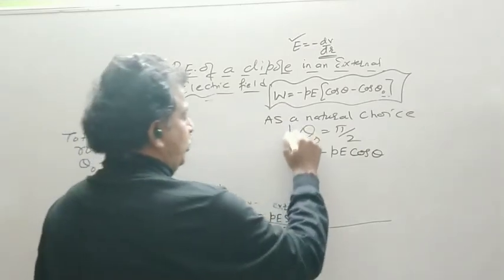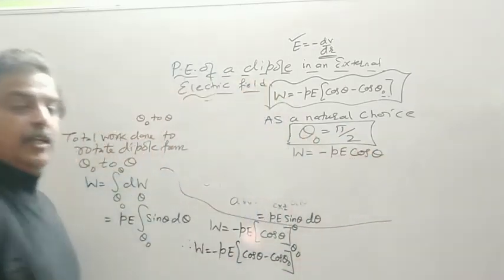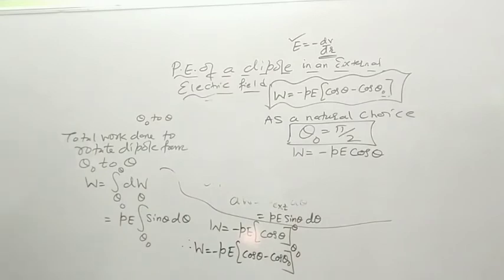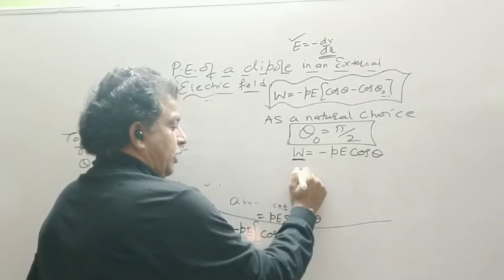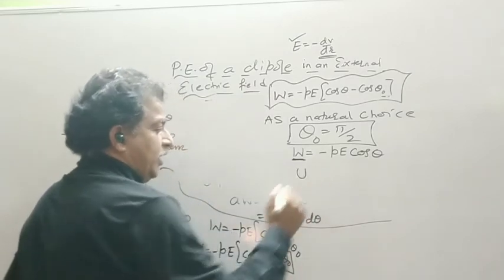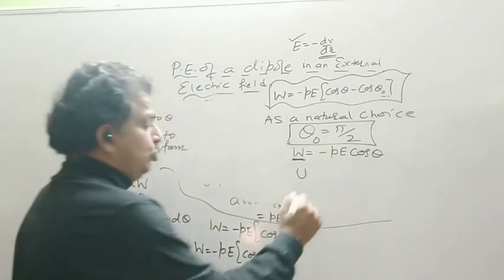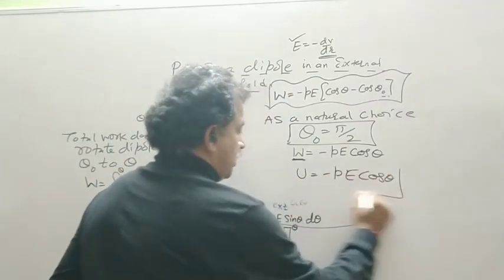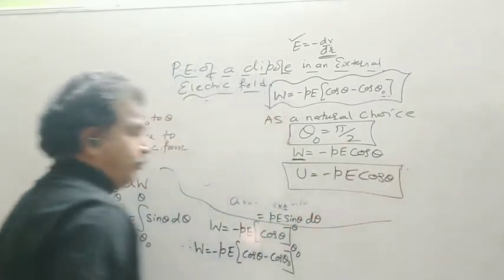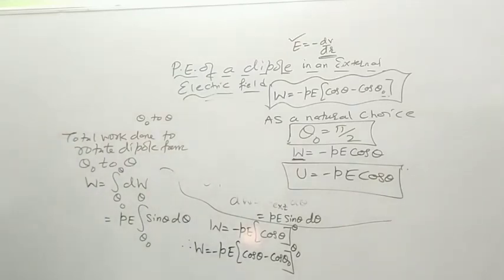So for the time being, you assume that the initial angle of the dipole is at 90 degree, and then we are rotating it to a new angle theta. The work done is stored in the form of potential energy, and it is denoted by U. So U is equal to minus PE cos theta. So this is called the potential energy of a dipole.